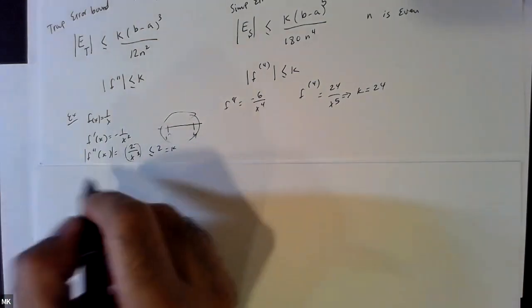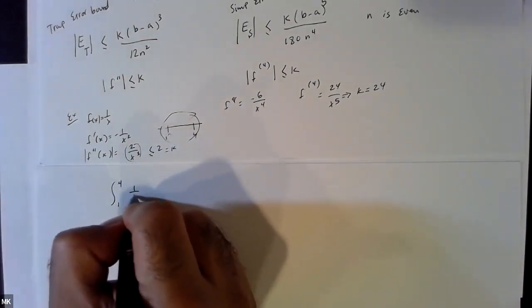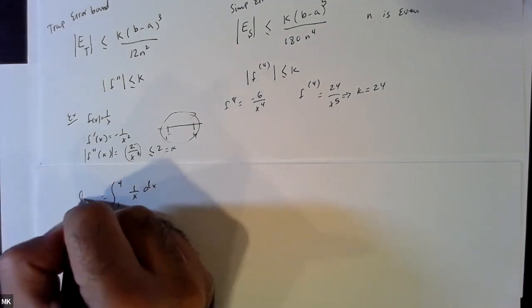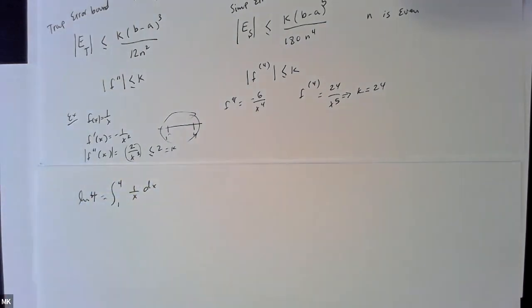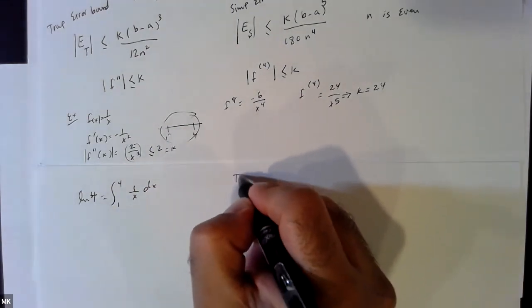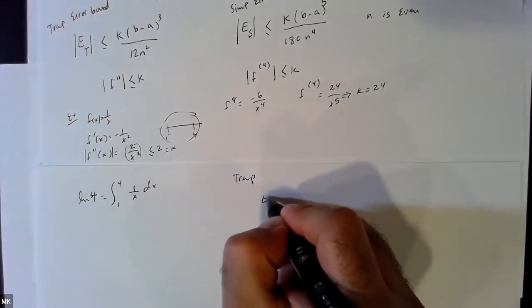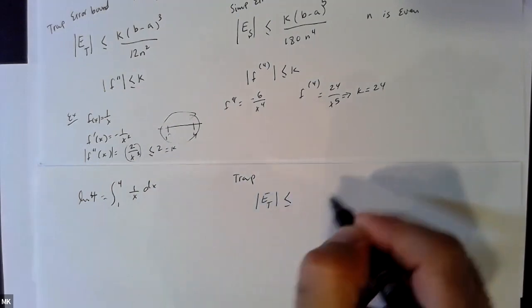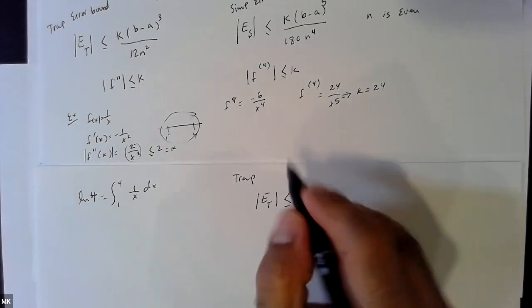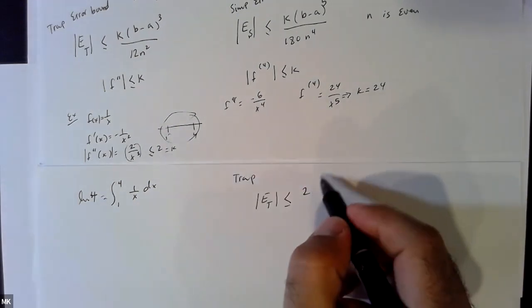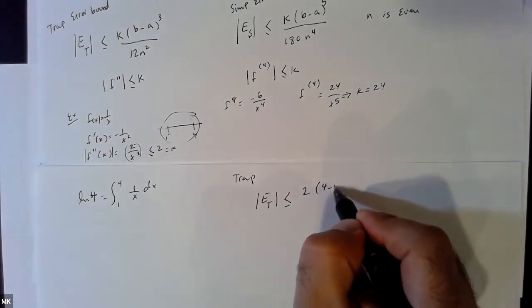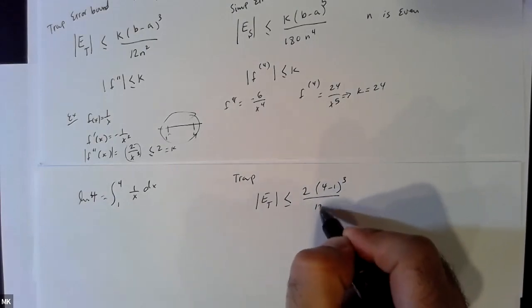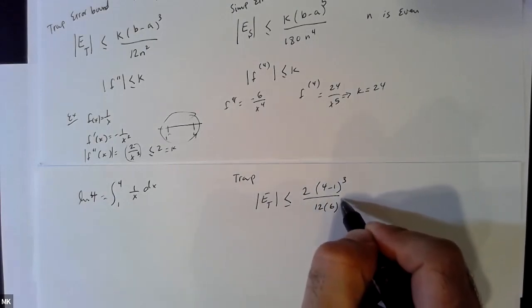So going back to the example of the integral from 1 to 4 of 1 over x dx, which is going to give you natural log of 4 minus natural log of 1. If I use the trapezoidal rule, the error bound is going to be less than or equal to K, which I discussed as 2 for this particular function, times (b minus a) to the 3rd power over 12n squared.